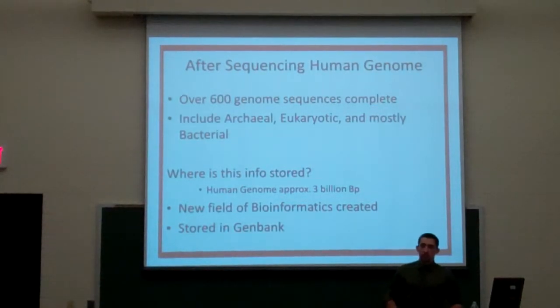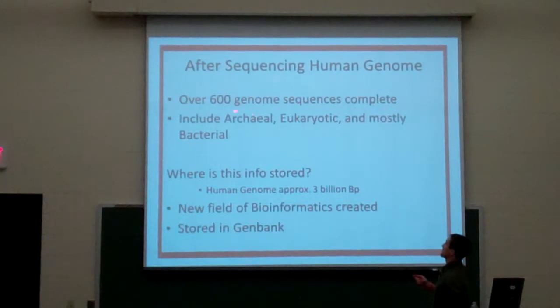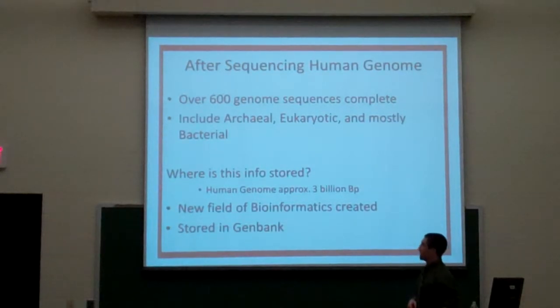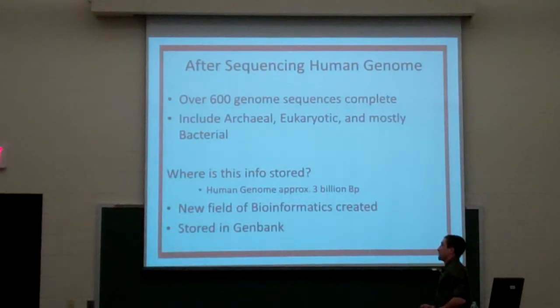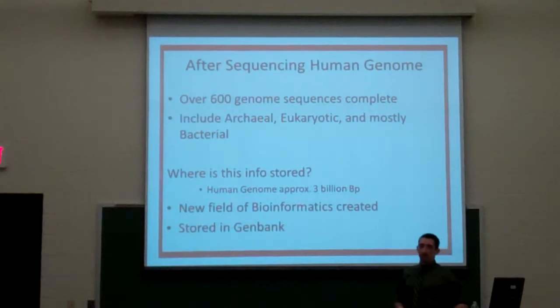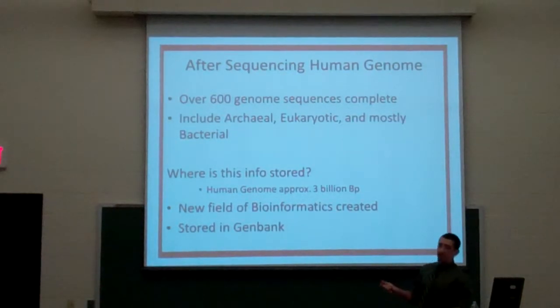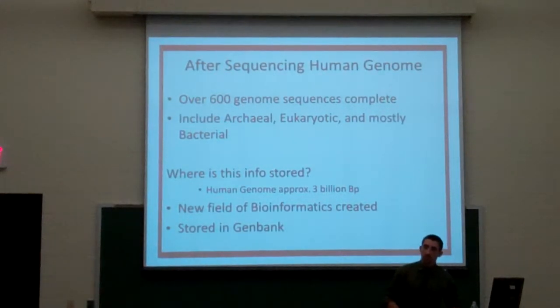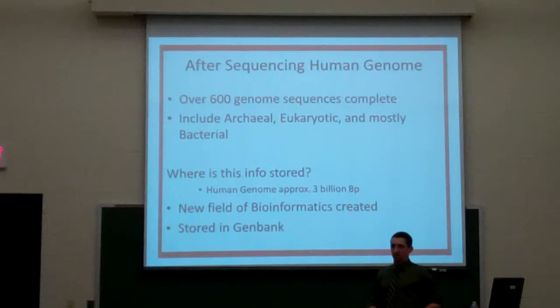After sequencing the human genome, they've sequenced over 600 genomes. As of 2007, this number was expected to double every 10 months. So you can imagine how many genomes have been sequenced by today. This includes many archaeal, eukaryotic, and bacterial species. It's mostly bacterial species that are sequenced because they tend to have a smaller genome, so it can be done a lot quicker, a lot cheaper. It also tells us a lot about infectious diseases that relate to humans.